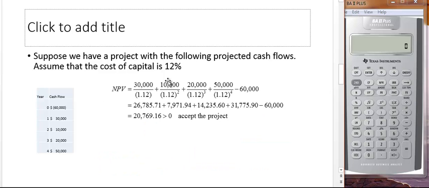So you're going to compute NPV by looking at these present values here. So 30,000 divided by 1.12 is the present value of the first period's cash flows.